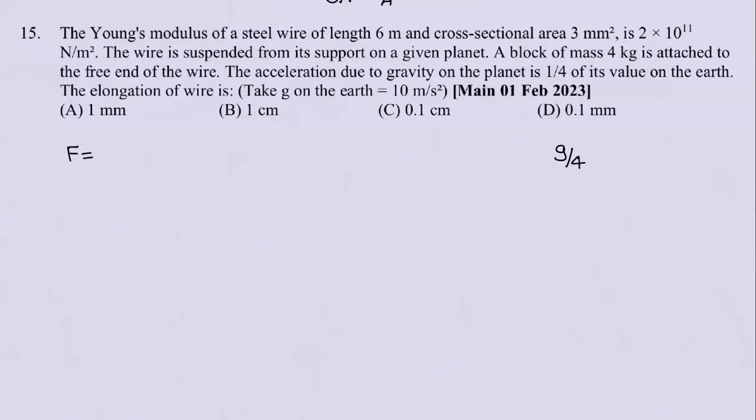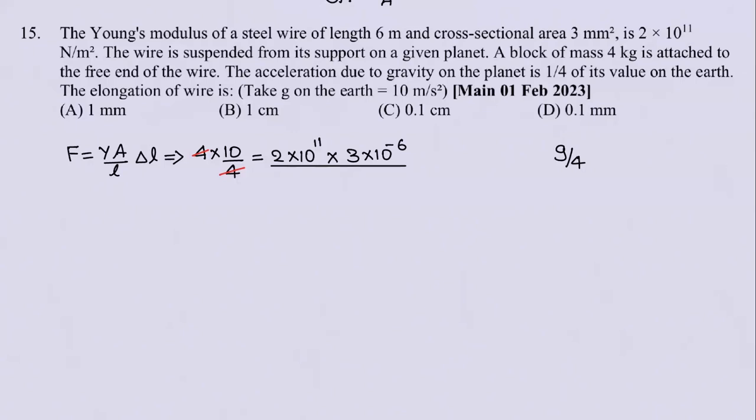F is equal to YA by L into delta L. That is, F is equal to mg by 4. So mass is 4 kg, G is 10 by 4. Good, 4 gets cancelled. Is equal to Young's modulus 2 into 10 power 11 into area. Area is given, cross section 3 millimeter square. 3 into millimeter means 10 power minus 3, square means 10 power minus 6, by L.